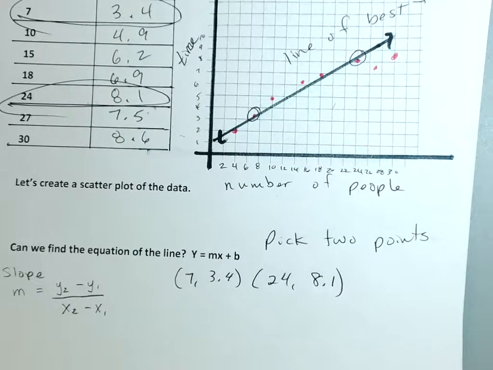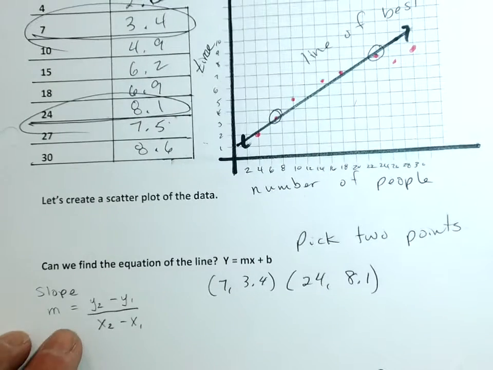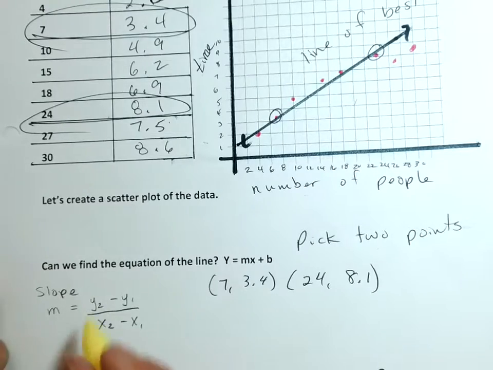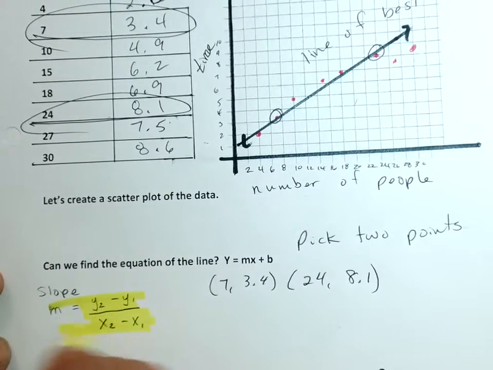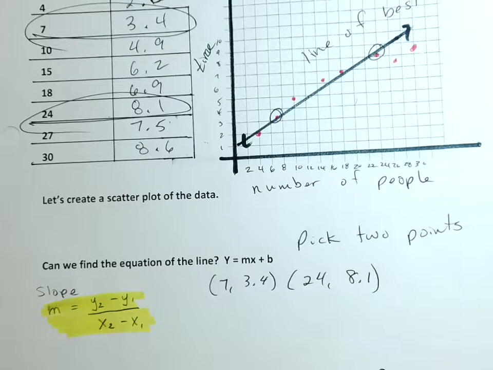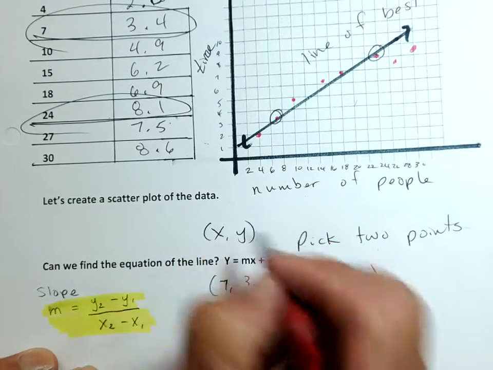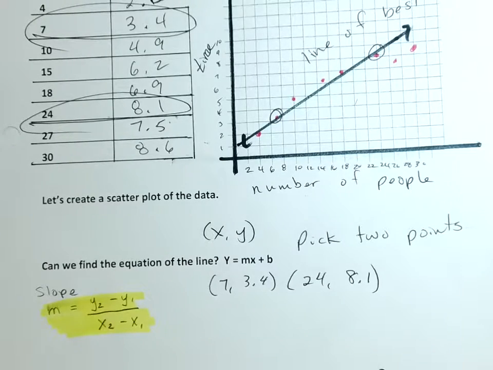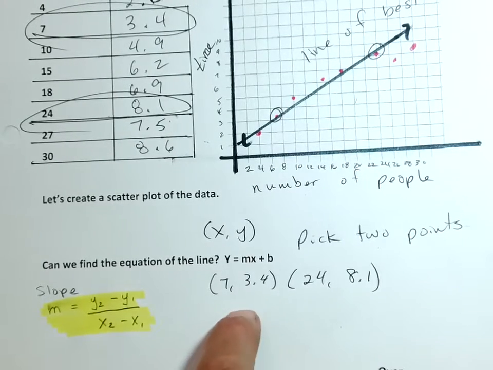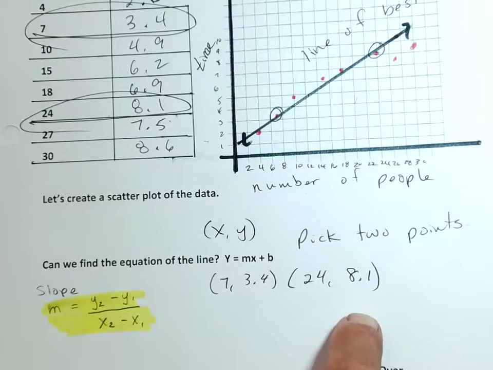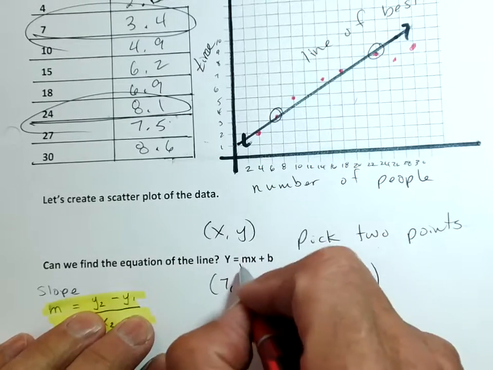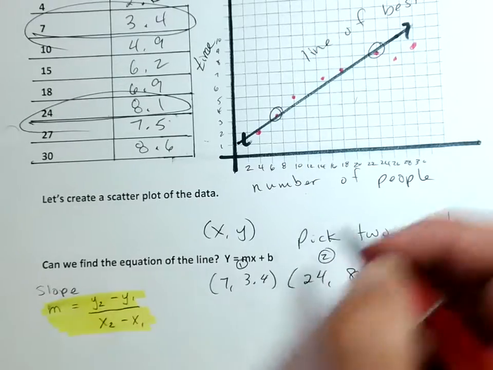So let's go back to what we did in our warm-up, okay? I need first the slope. My slope formula is y2 minus y1 over x2 minus x1. What does that mean? Well, every point has some x, y value, right? And what I have is 2 points: my first point I picked and my second point, right?